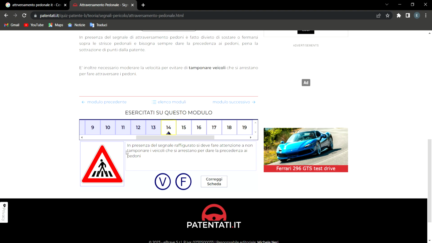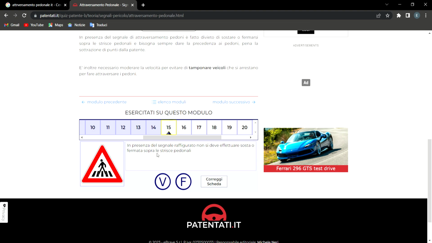So number 40 says: in presenza di segnale raffigurato si deve fare attenzione a non tamponare i veicoli che si arrestano per dare precedenza a pedone. So, it simply says that on this very road, you need to give your maximum attention in order not to hit the vehicle that is waiting for the leg to transit. So it's vero.